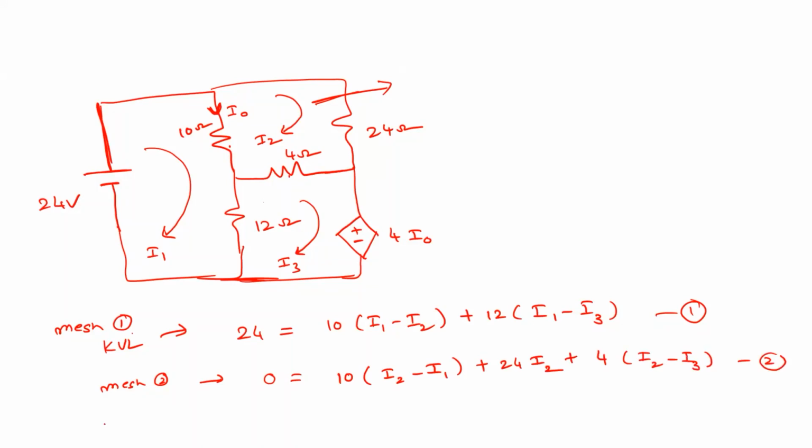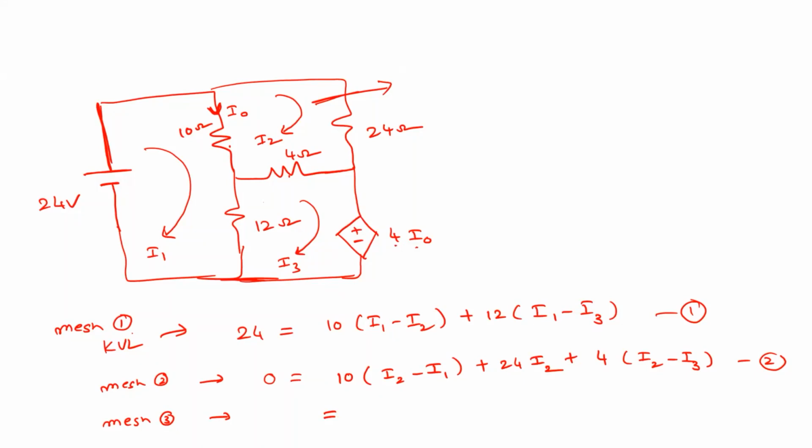So next we have mesh 3. Here we have a 4 I naught voltage source. Why not 40? I just said 4 I naught as an example: if I naught equals 10 amperes, its value would be 40 volts. Okay, that's just an example, so leave that. This value is 4 I naught only.